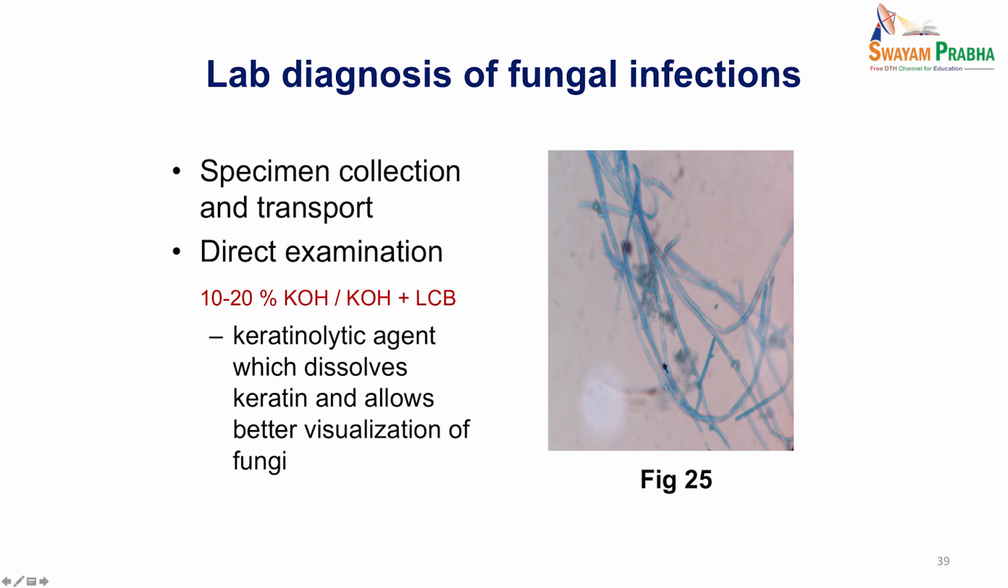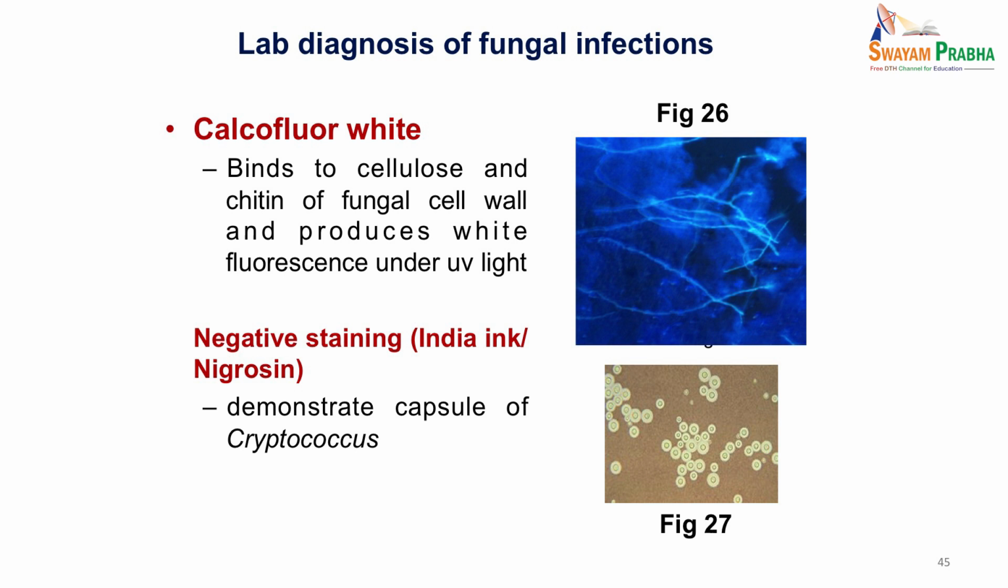After the sample is collected, it is sent to the lab where the first thing we do is direct examination. KOH examination is usually done for samples like skin scrapings and nails, where there is a keratin structure. Keratin is usually a very difficult structure to dissolve, but KOH, a keratinolytic agent, dissolves the keratin and allows better visualization of these fungi. Or you could do calcofluor white staining, which binds to the cellulose and chitin of the fungal cell walls, and these fluoresce white under UV light.